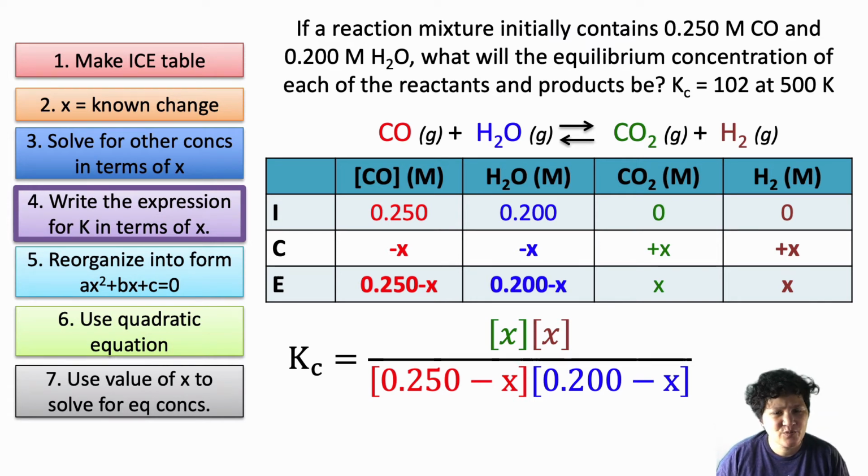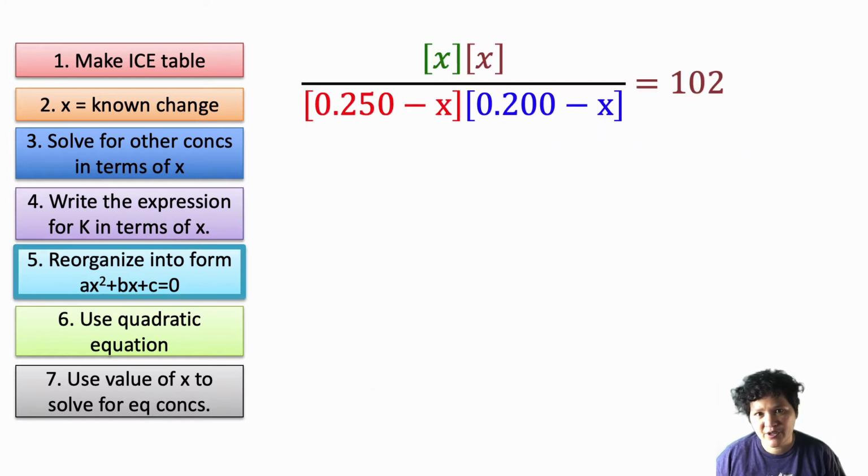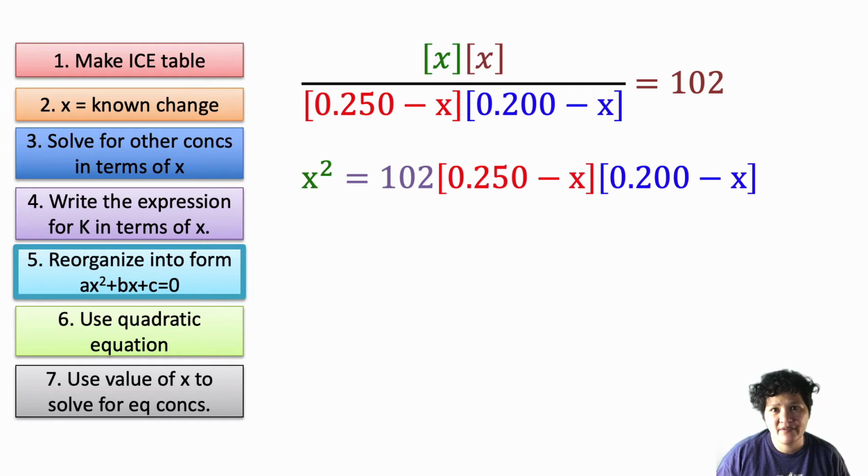Now, if you look back at the original problem, you see that our equilibrium constant for this reaction is equal to 102. So we're now going to set that expression in terms of x equal to 102, and we can move on to step 5 now, where we reorganize the expression so it's in the form ax squared plus bx plus c equals 0. So the first thing we have to do is multiply through so we no longer have a fraction. And then you can see we have x squared equals 102 times (0.20 minus x) times (0.250 minus x), and we need to multiply those together.